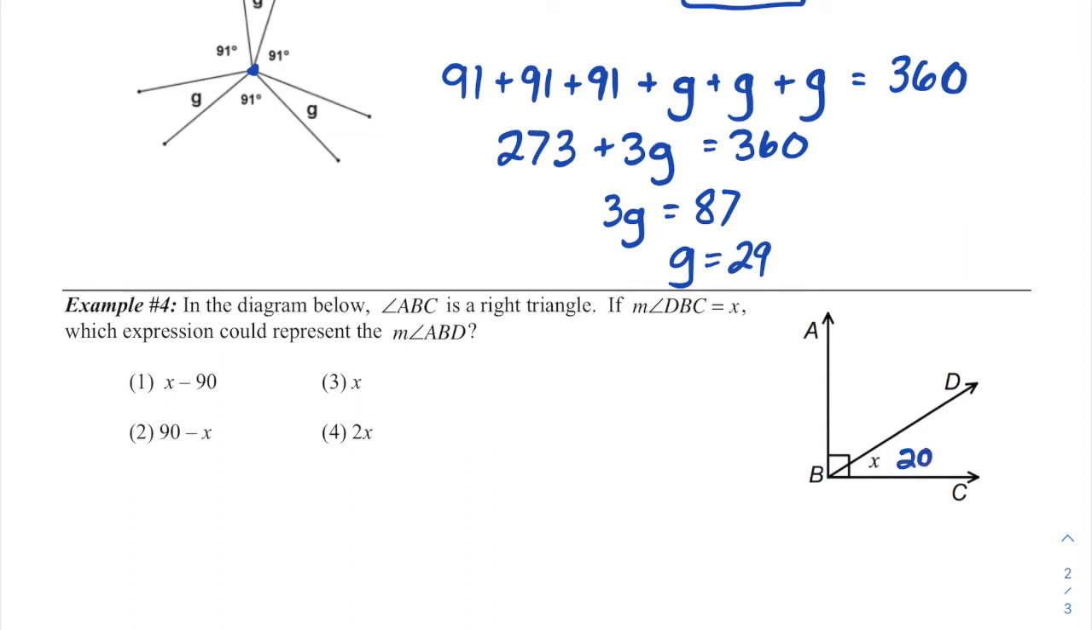Well, this whole angle is 90. So that means that this would be 70. And how are we getting that? We're doing 90 minus 20. Okay, let's go back now to just the variables. If we want to get this angle here, it's going to be 90 minus whatever this angle is, and we'll just call it X. So it would be choice 2.